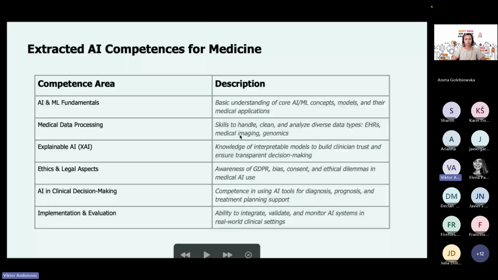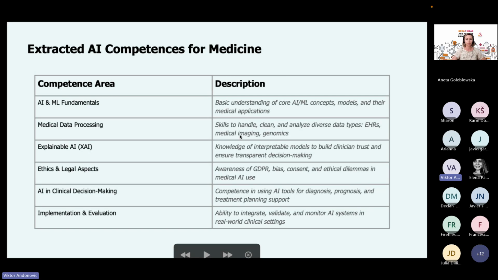So the second one is medical data processing, because AI and machine learning are hungry for data. And the data comes from the medical side. So professionals on the healthcare side need to know how to handle, clean, and analyze diverse types of data sets, for example EHR, medical imaging, genomics, and so on. And then, of course, what I think is the most important one is explainable AI.